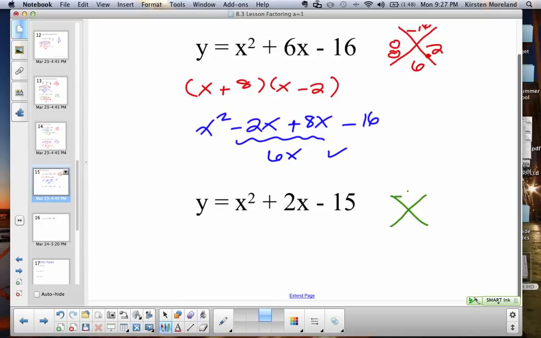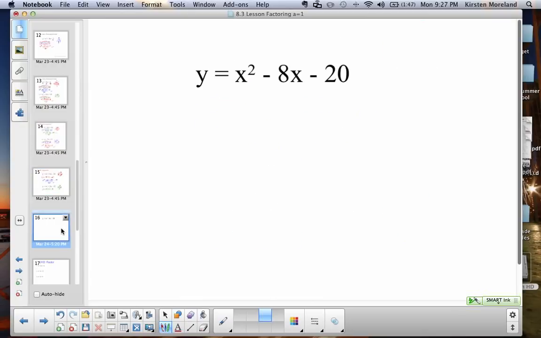Alright, multiplying to a negative 15, adding to a positive 2. Remember, one of your factors needs to be negative, so 5 and 3 multiplies to a positive 15. I want to multiply to a negative, but I want to add to a positive, so the smaller factor needs to be negative. So my final answer is x plus 5 times x minus 3. And we're going to stop checking from here because we're running a little long, and you guys can all check your answers.